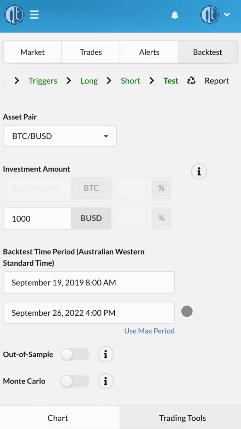You may also find custom periods useful by running the system through different market conditions. For example, you may want to see how the system performs during a bear market.